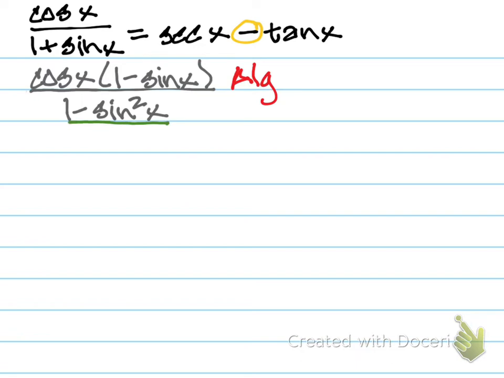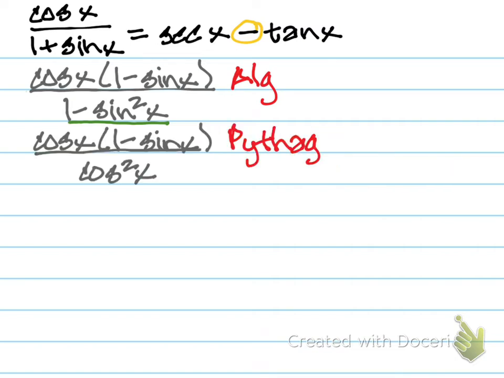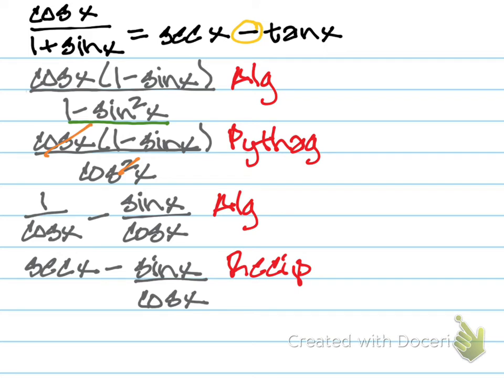And then now we have a Pythagorean identity here. Sine squared plus cosine squared is 1. So I can replace 1 minus sine squared with cosine squared using Pythagorean. Now my cosine and my cosine squared will cancel by algebra. And now I have my subtraction, right? Now I'm good. And 1 over cosine is secant by reciprocal. And sine over cosine is tangent by quotient.